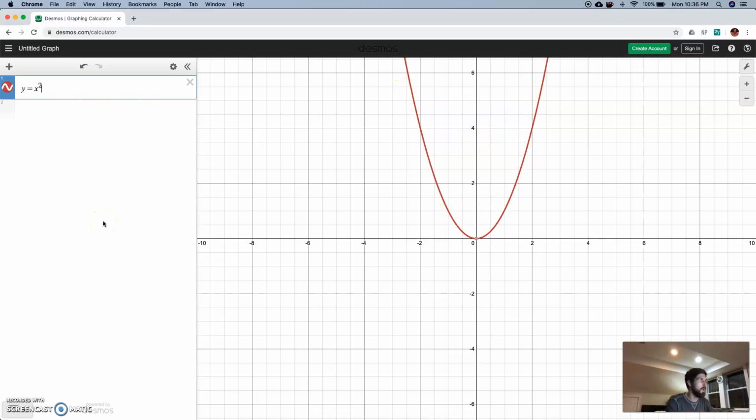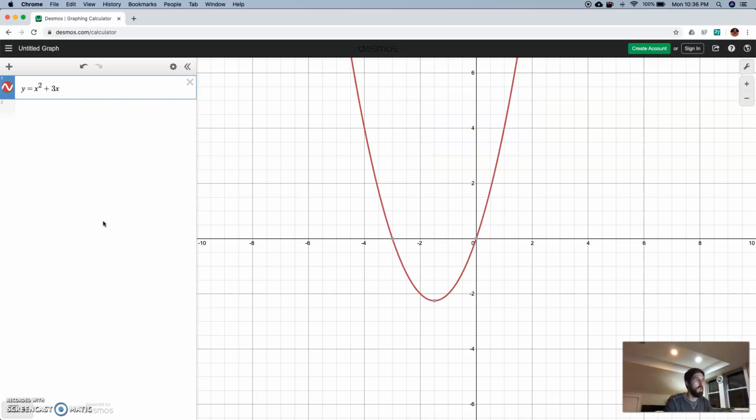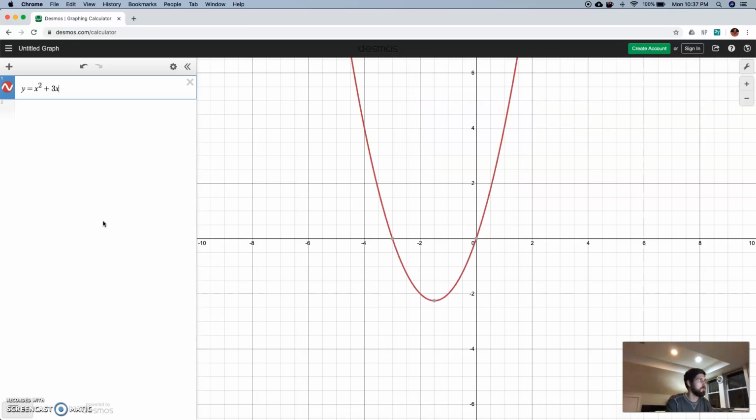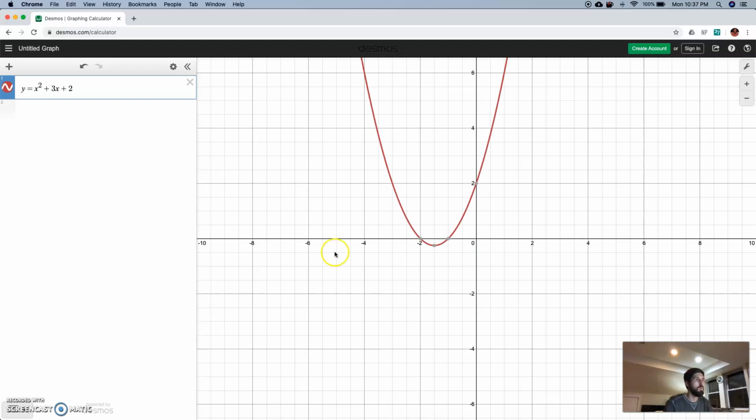We can change this by adding things like plus 3x minus 5, plus, let me change it to like plus 2. If you remember in your tables, the numbers would go down and then they would go back up. Well, you can see that here, these numbers go down, they reach a certain point, it's a decimal, whatever, and then they go back up again. What we're going to focus on today is something called end behavior.